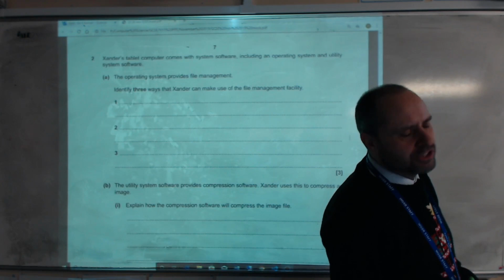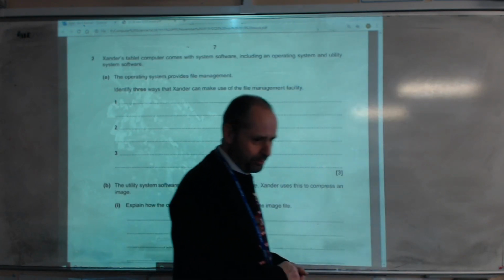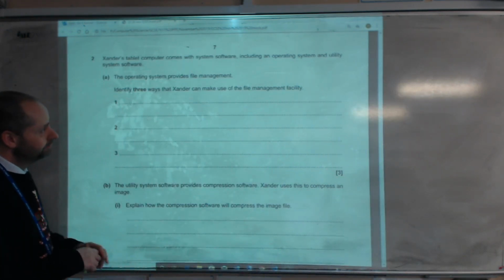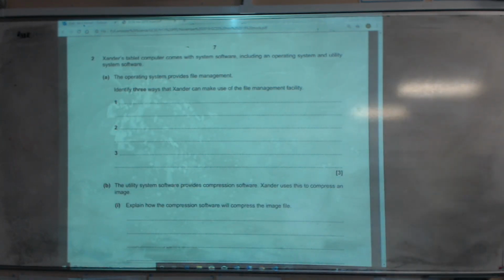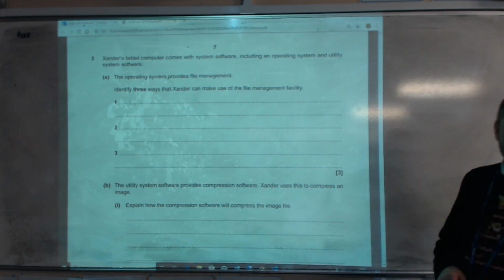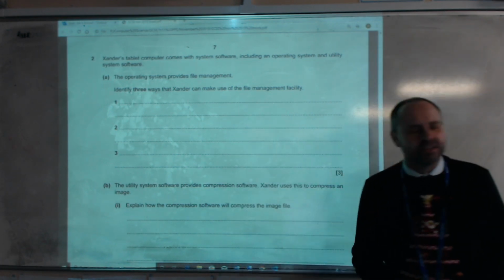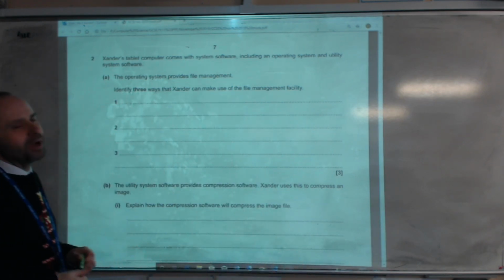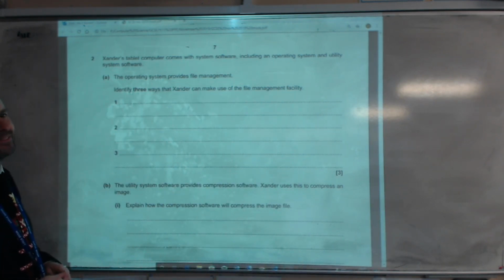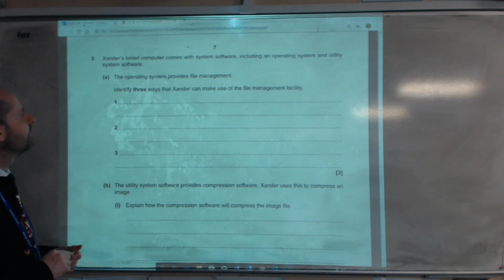Right, this was universally awful, this next question, because people didn't read the question. File management. And it said, identify 3 ways that this person, and they're trying to be hip with the name Xander, or maybe they're a Buffy, a Vampire Slayer fan or something, in the example. Who knows? Whatever, they came up with this name anyway.